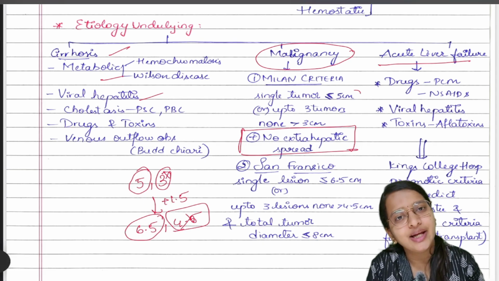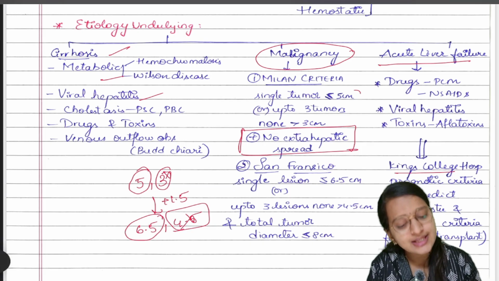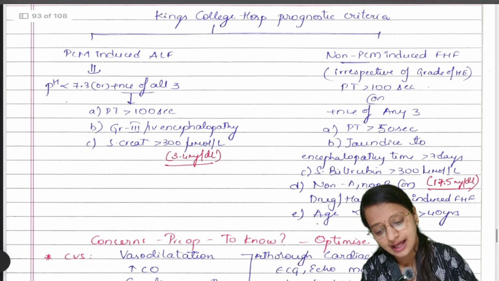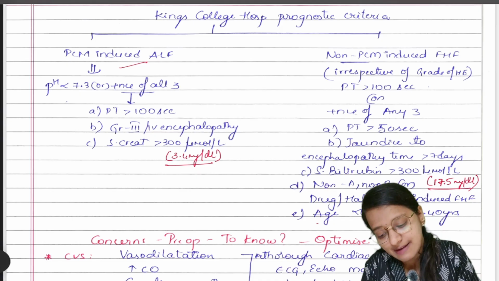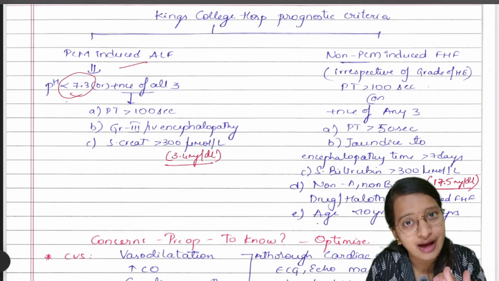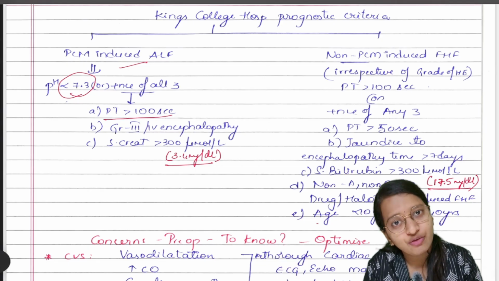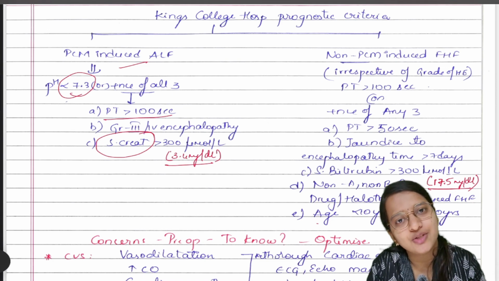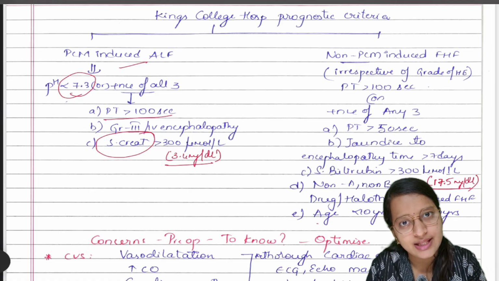This is again divided into PCM induced and non-PCM induced according to King's College Hospital prognostic criteria. Let us see that. For PCM induced, the criteria include pH less than 7.3, and presence of three factors: PT greater than 100, grade 3 or 4 encephalopathy, and serum creatinine greater than 3.4 mg per dl. Coming to non-PCM, here it is irrespective of grade of hepatic encephalopathy.